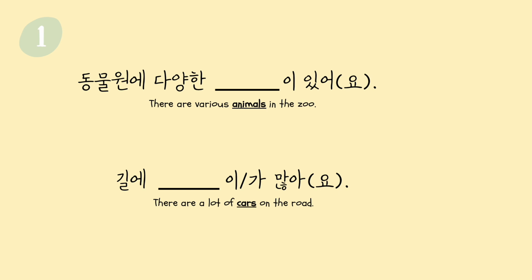동물원에 다양한 이 있어. 길에 이가 많아. 동물, 동물들. 차, 차들. Which one would be more suitable to the sentences?